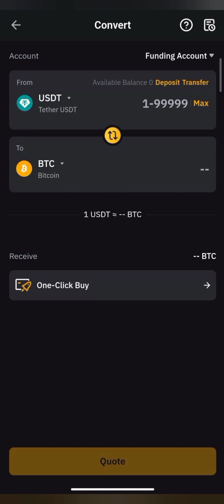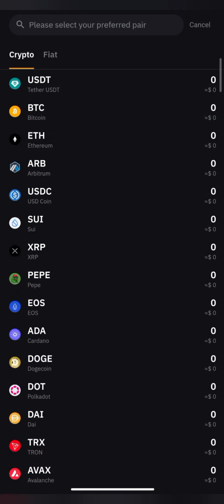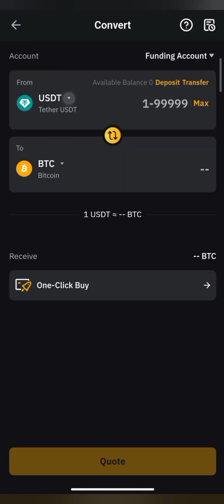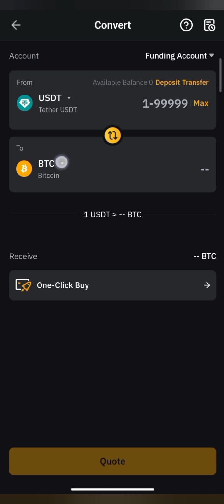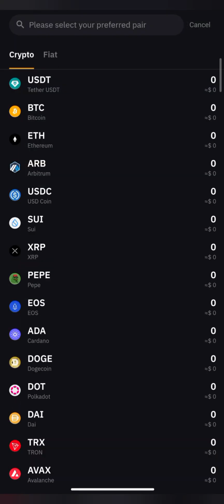The asset at the top is what you will be converting to the asset at the bottom. In this case, you are converting USDT to Bitcoin. You can select any other asset that you want to convert to another by clicking on this portion and using the search bar on top to search for any other asset that you own and you wish to convert.